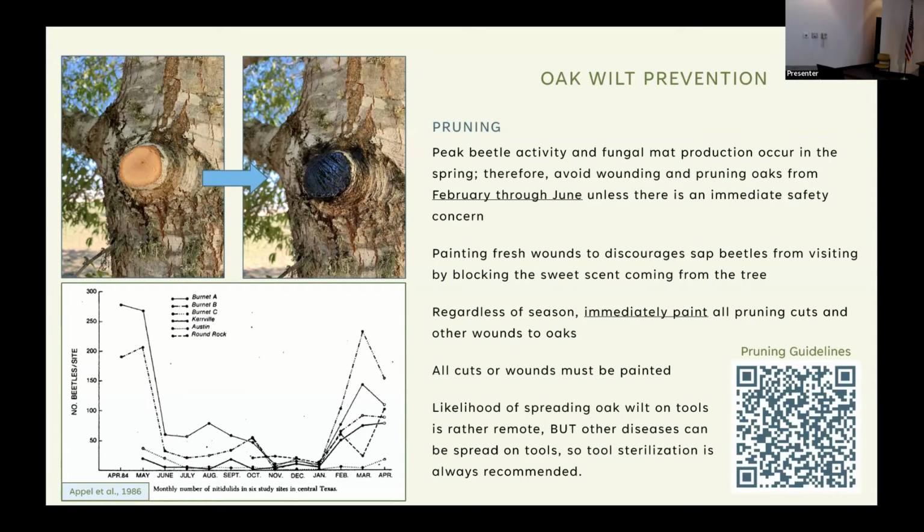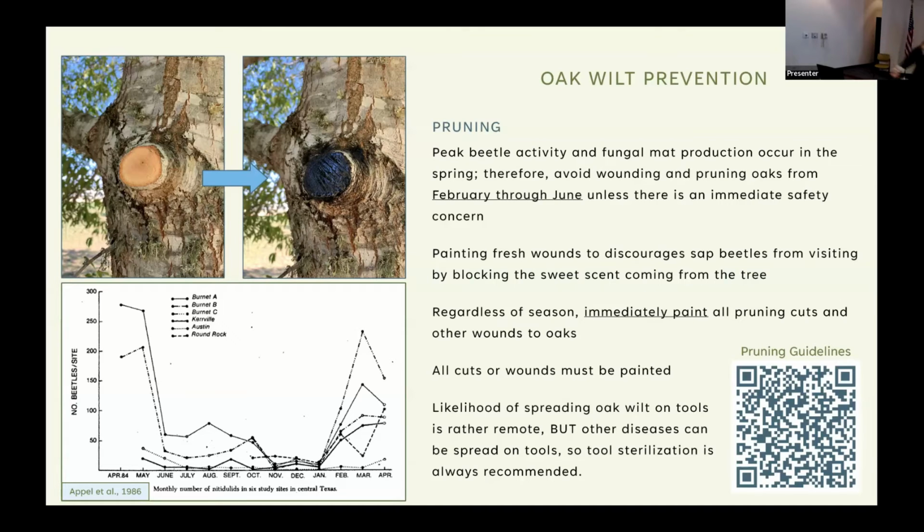It's the Nitidulid beetles, and it's a whole family. So we have several species that live here, and they're attracted to anything sweet. That's why they're called sap-feeding beetles. And so fungal mats are the reproductive body of the oak wilt fungus.